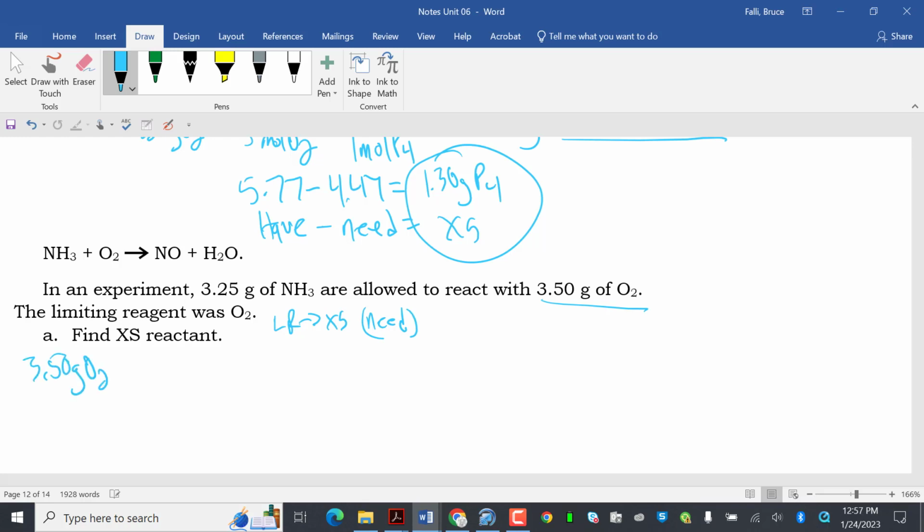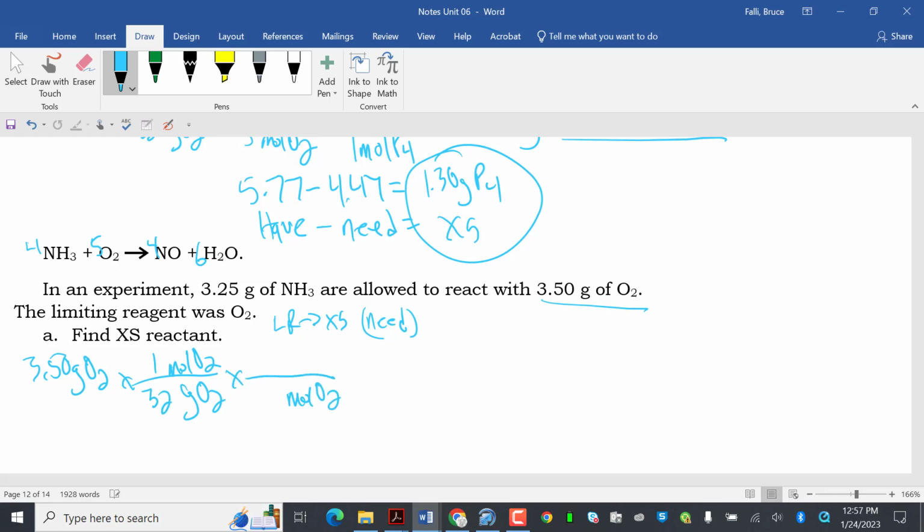3.50 grams of O2 times dividing bar. Grams of O2 cancel, I'm going to go into moles of O2. And I've got to balance it again. Was it 4, 5, 4, 6? That rings a bell. 12 hydrogens, 4 nitrogens. Yeah, there we go. 1 mole is 32 grams. Moles of O2 cancel.